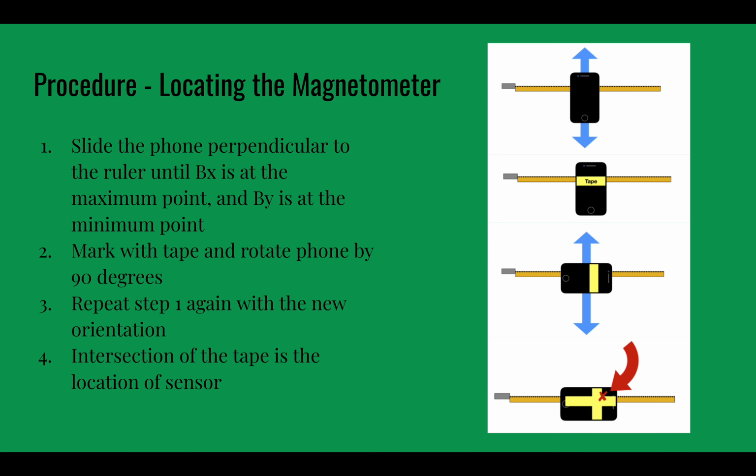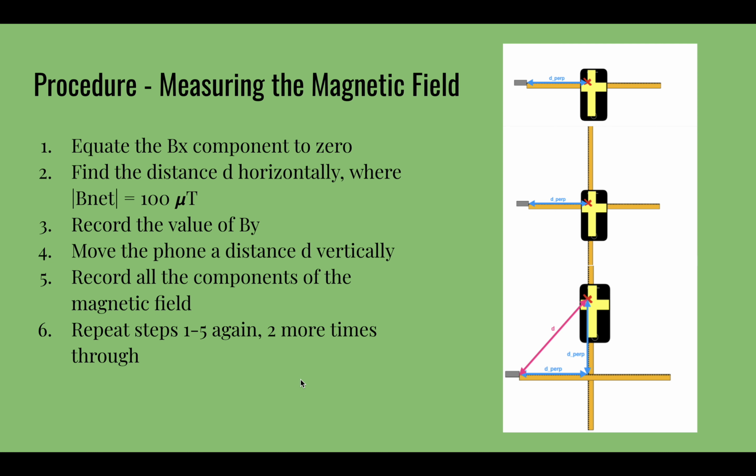So this is just a quick outline of the procedure for locating the magnetometer. I have some pictures taken here from the experimental guideline and my rules right here. And here is the next part of it. This is to measure the magnetic field and how that procedure was done.